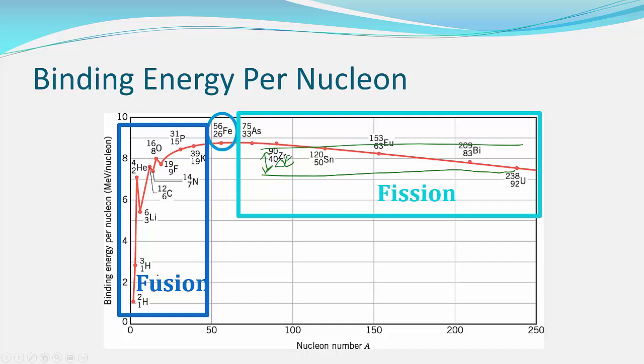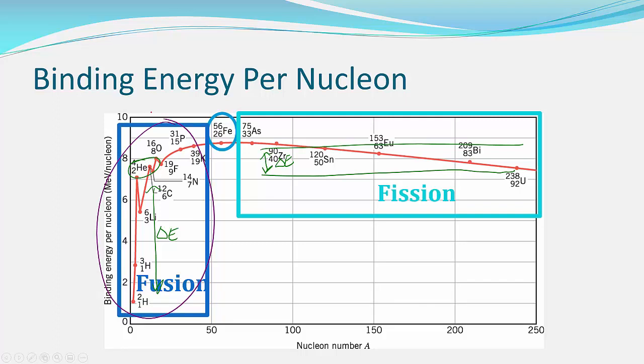But when you go, say, from hydrogen and deuterium and tritium to heavier elements, like you've got the helium all the way up here, the change in binding energy per nucleon is actually quite huge. So what this means is that the amount of energy that you get in a fusion reaction per fusion reaction is much higher than what you get for fission.